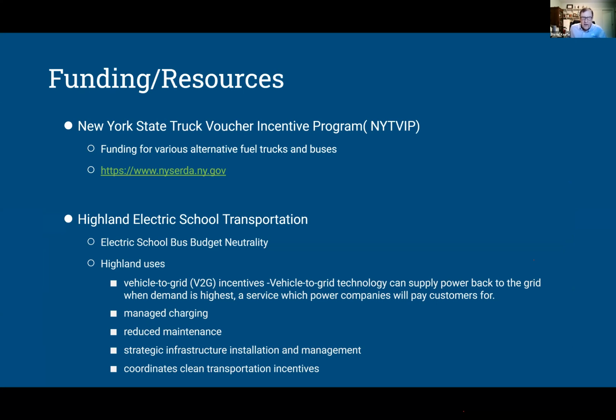Funding and resources. Okay, a couple of the options that I wanted to point out, and I'm sure many of you are familiar with these already, but the New York State Truck Voucher Incentive Program. That is money that really flowed from the Volkswagen Mitigation Trust. We all heard about the multi-billion-dollar Volkswagen settlement. Each state got a certain amount of money based on the proportion of bad VW diesel vehicles.